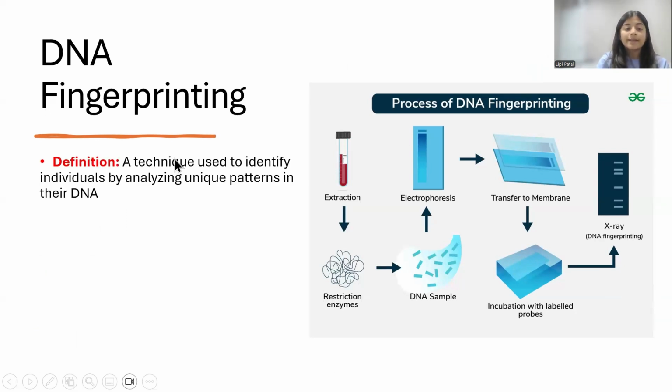DNA fingerprinting. It is a technique used to identify individuals by analyzing the unique patterns in their DNA. The process looks like this. You extract the starting sample, maybe like blood. This is a blood sample.